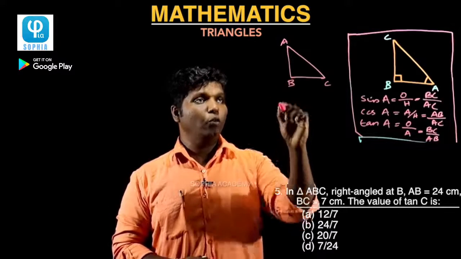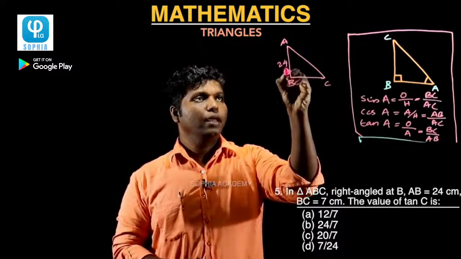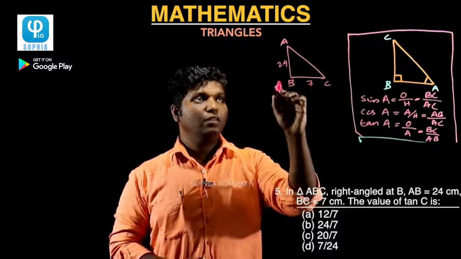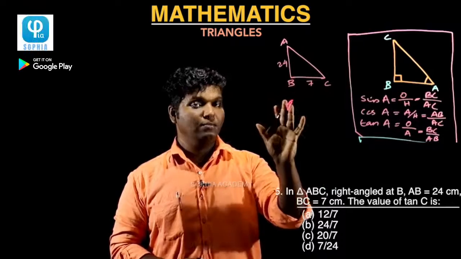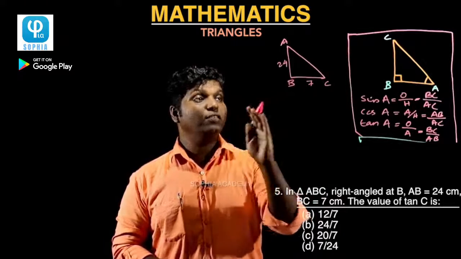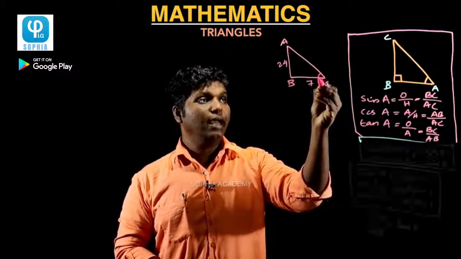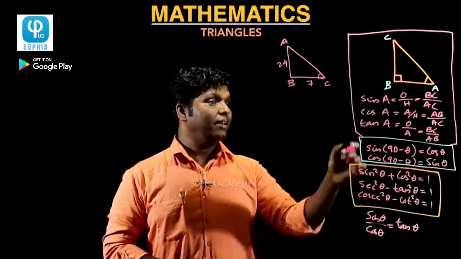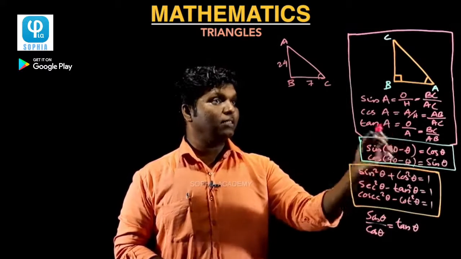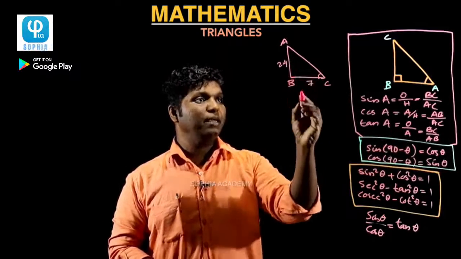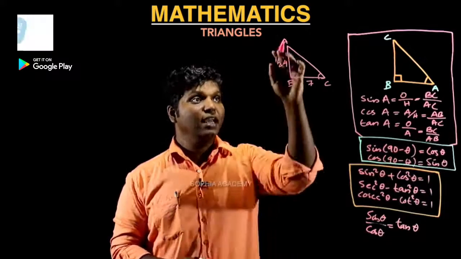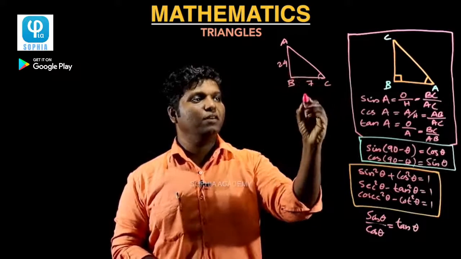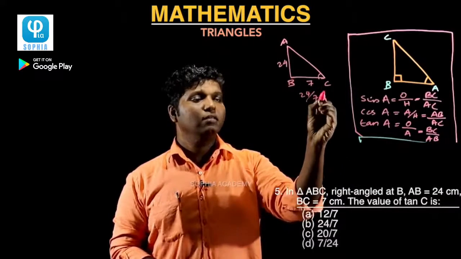AB is equal to 24 and BC is 7. So AB is 24 centimeter, BC is 7 centimeter. You mark it. You have to find the value of tan C. So this is your angle, tan C. What is tan? Opposite side by adjacent side. Opposite side is AB, adjacent side is BC. So opposite side by adjacent side is AB by BC. It is 24 by 7. That's it.